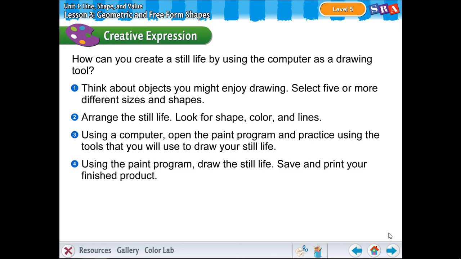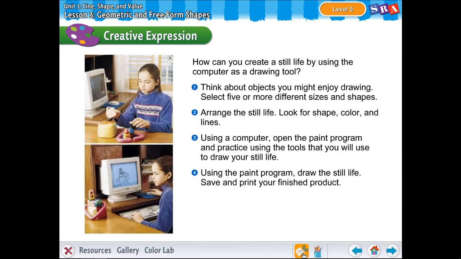And then you can use your computer, or you can use your paints, or you can use your drawings, and you're going to practice drawing what you see on that table, like you saw on the fruit baskets and stuff like that. And then save your finished product, and then you can color it in. Here's an example of what someone's doing.